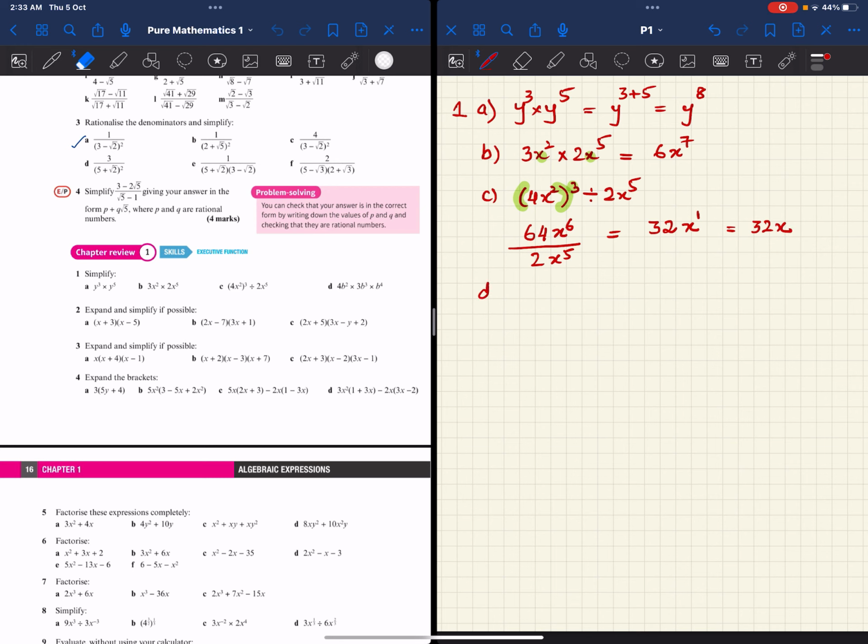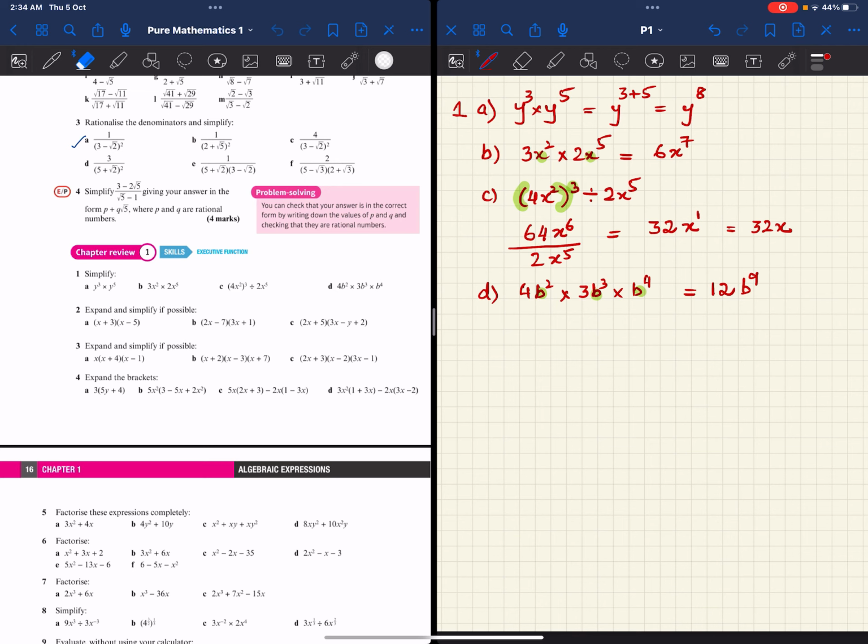Question D, 4b squared into 3b cubed multiplied by 4 to the power of b to the power of 4. This is b to the power of 4. So 4 into 3, the numbers multiplied to give us 12. B squared into b cubed. So bases are all the same. B and b. So the powers will add 3 and 2, 5, 6, 7, 8, 9. So b to the power of 9.